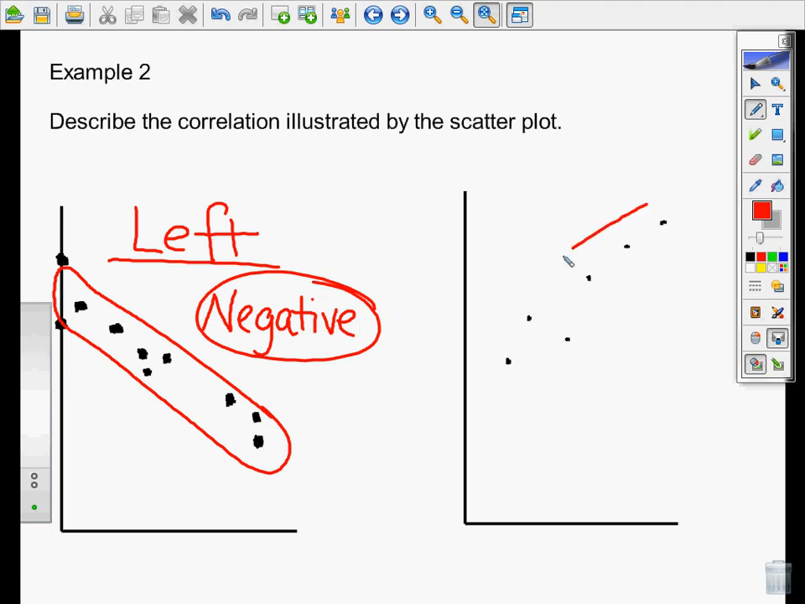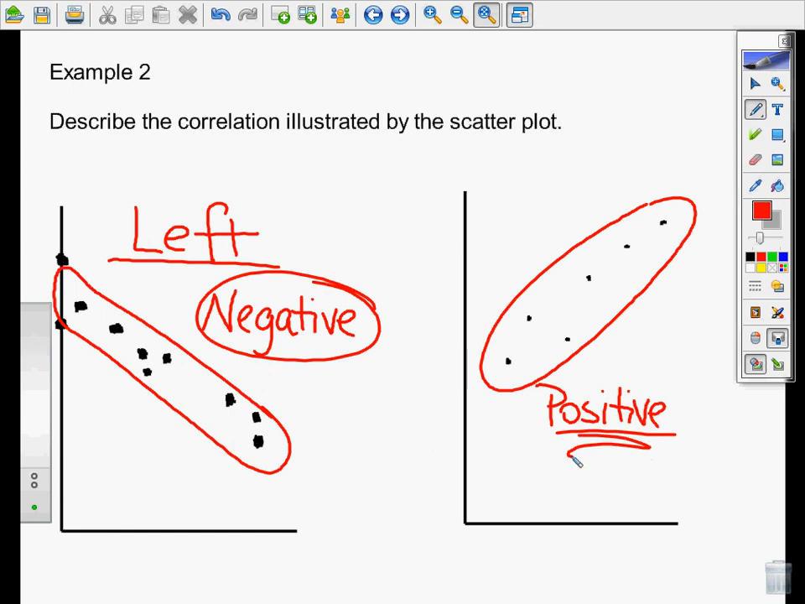What happens when the cluster of points leans towards the right? And that's what's happening here. They are leaning towards the right. Then we would say this is a positive correlation. Absolutely right. Okay, so that's the gist of that.